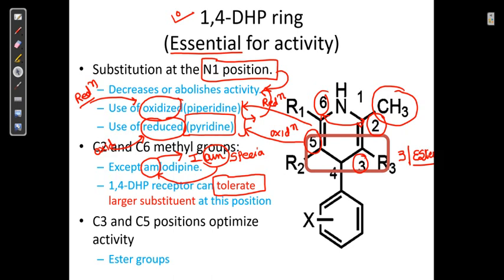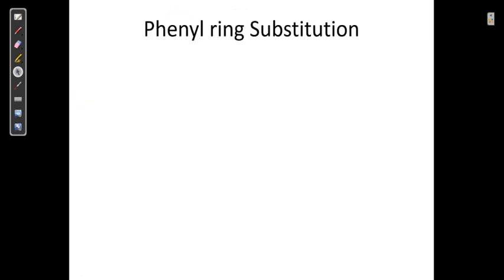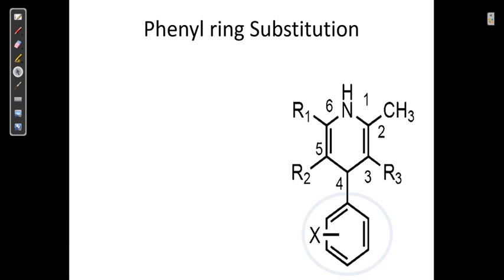So we have to go one by one: position 1, positions 2 and 6, positions 3 and 5. That story of the 1,4-dihydropyridine ring is over and it is essential. Let us go ahead. We have phenyl ring substitutions. If you see here, this is the phenyl ring. Now the fourth position, I told you, we require for the lock.